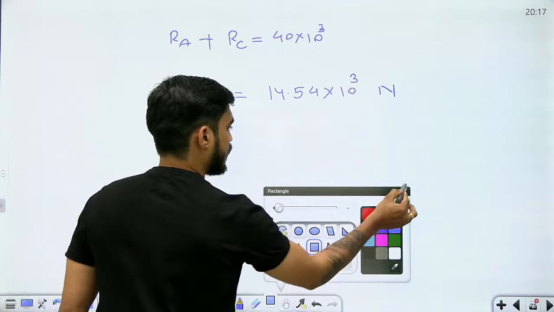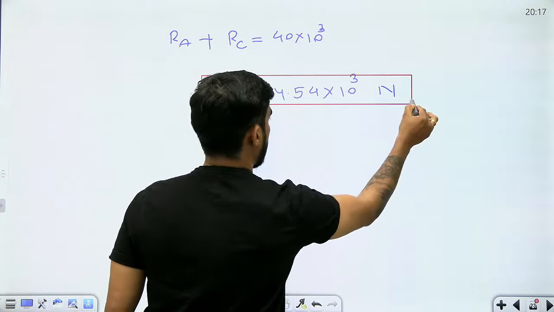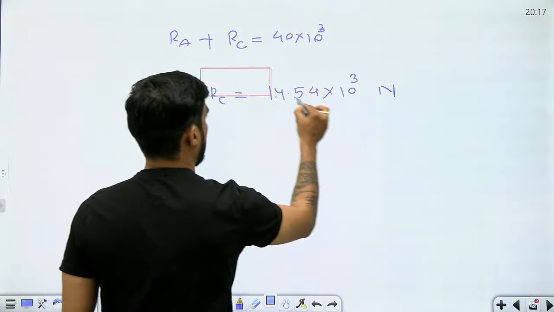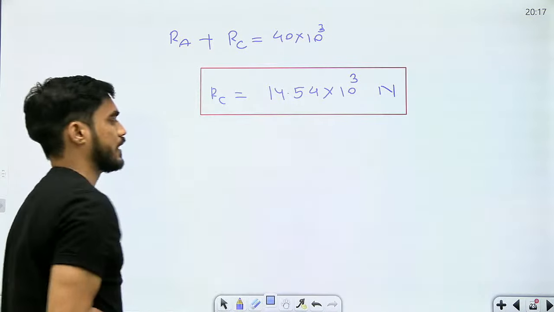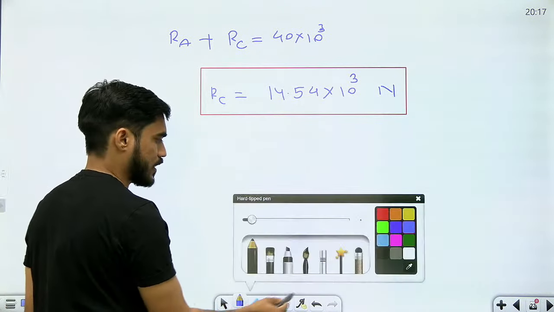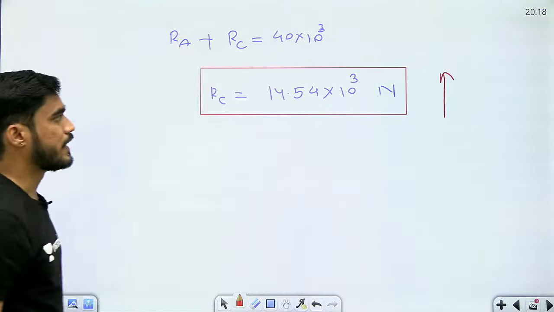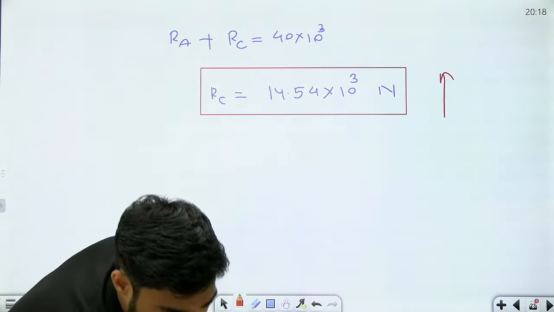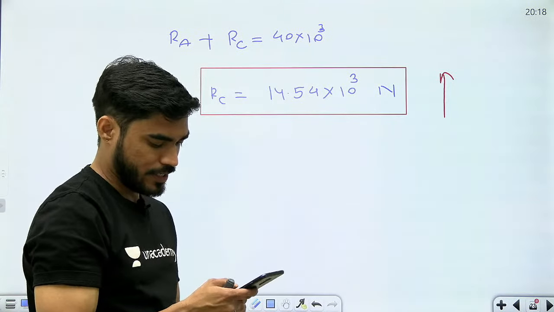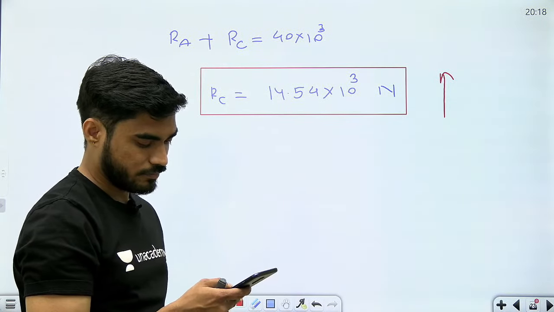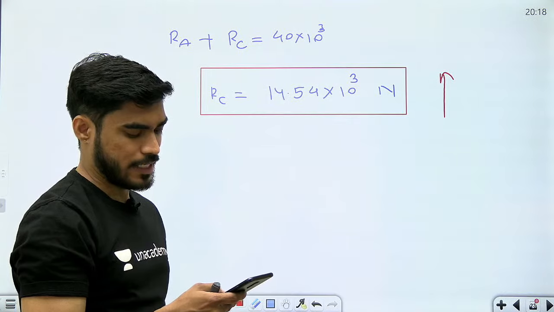So this is the reaction at C and my answer is positive, which means my assumption is right. It will be upward only. Okay, is it clear? Is it clear to everyone? Yes. Very good.